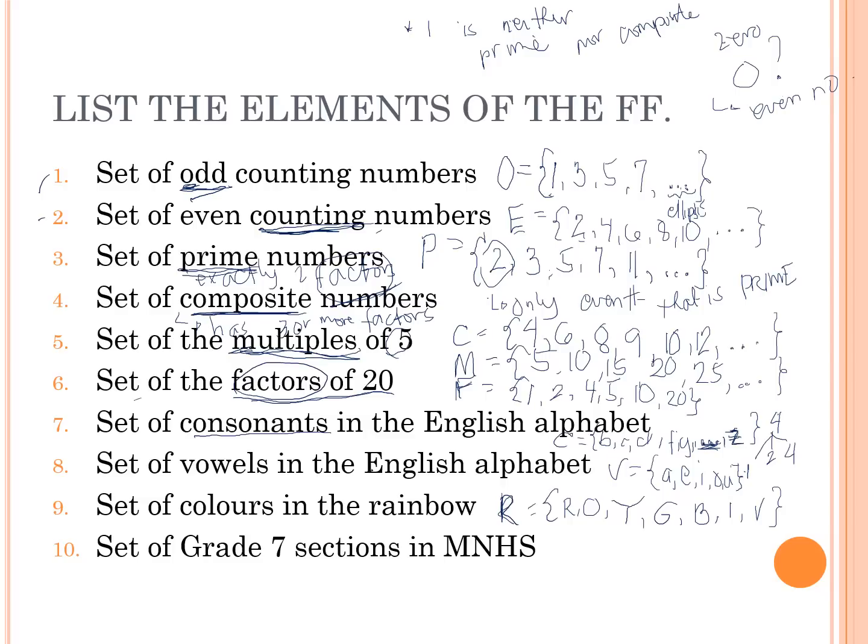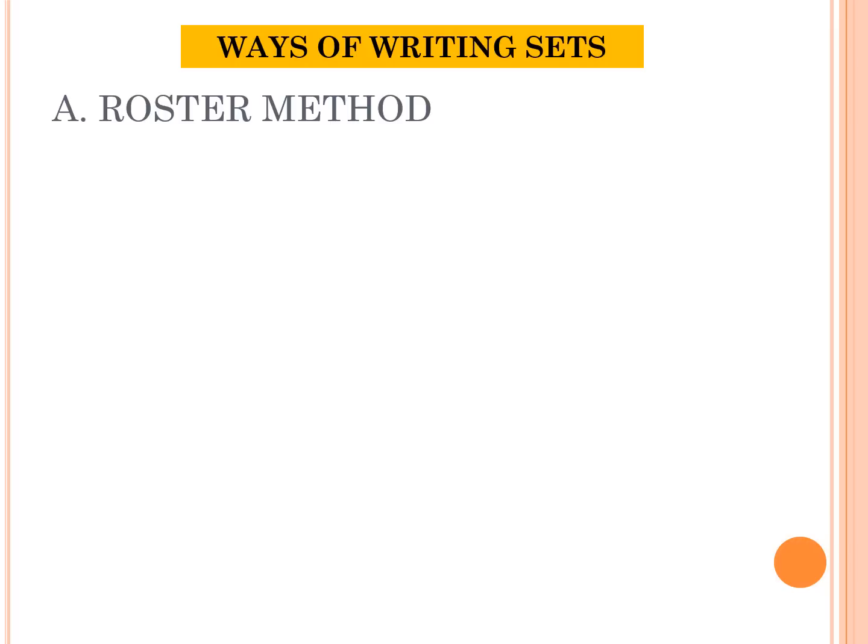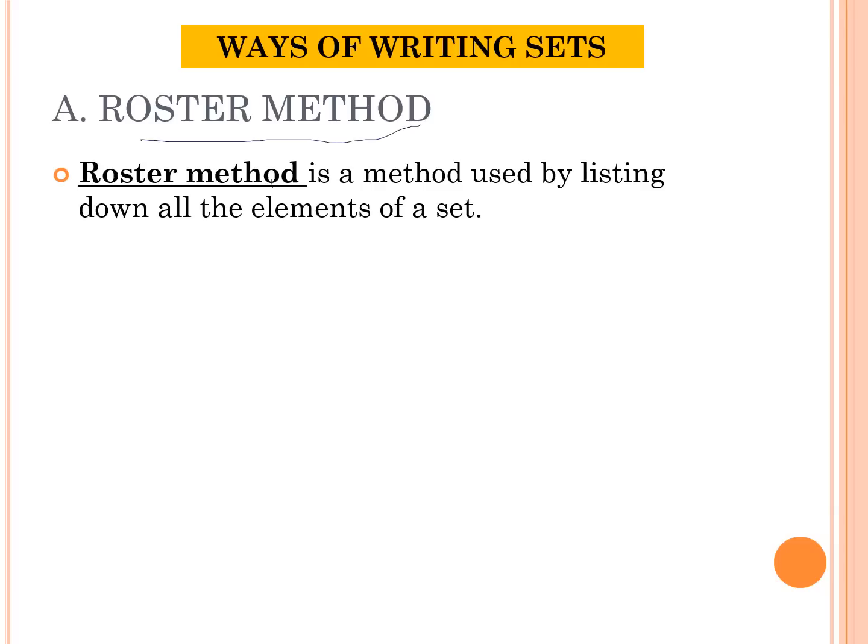Okay, let's continue. The next lesson is the different ways of writing sets. You have already encountered one way. So here are the two ways of writing sets. Again, you have encountered one, which is the roster method. A roster method is a method used by listing down all the elements of a set. We simply list down the elements.